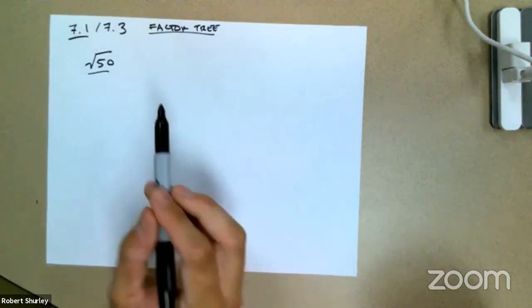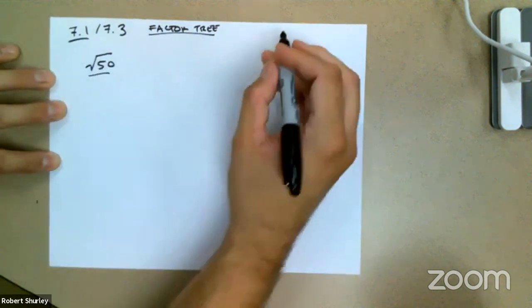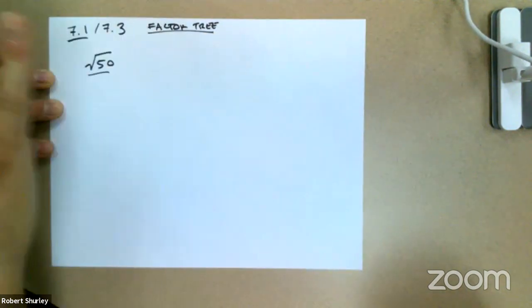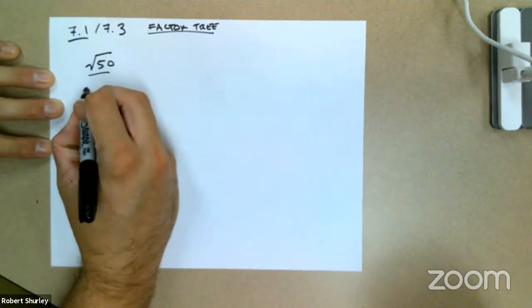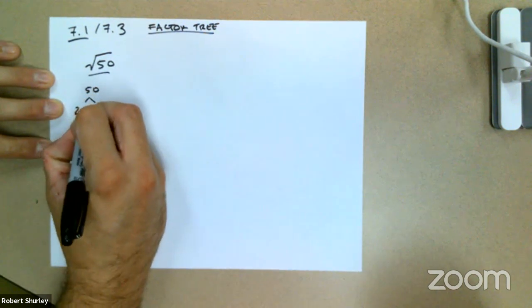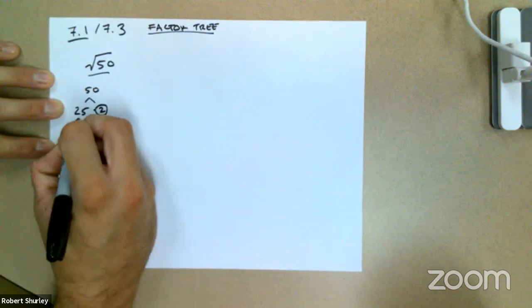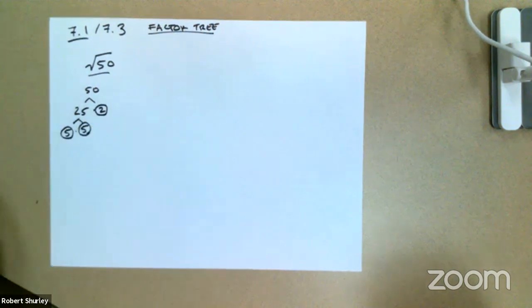So here's how you would do this. The factor tree way to simplify a radical is you take the radicand. If it's a number, you're going to break it down. If it's an exponent or a variable, we'll get to that in a minute. I know that's 25 times 2. That's prime. We've got 5 times 5. Those are prime, right?